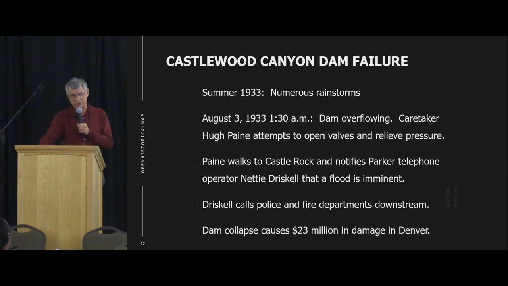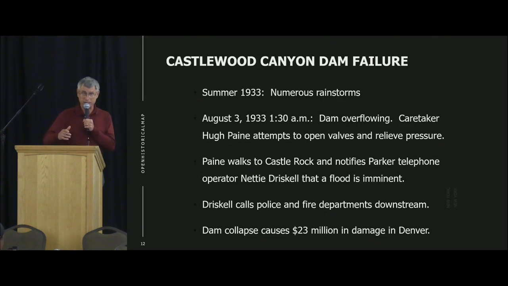The caretaker tried to relieve the pressure. He was unsuccessful at that. He tried to drive out, but the road had been washed away at that point. Cell phone service was probably not quite as good in 1933 as it is today. So he ended up walking to Castle Rock, which is about 5-6 miles away, and there notified Parker telephone operator Nettie Driscoll that a flood was on its way.